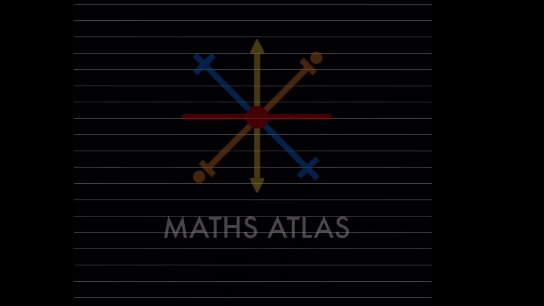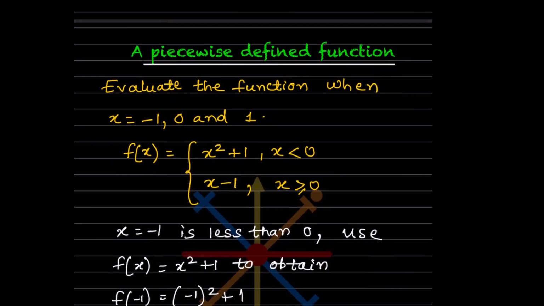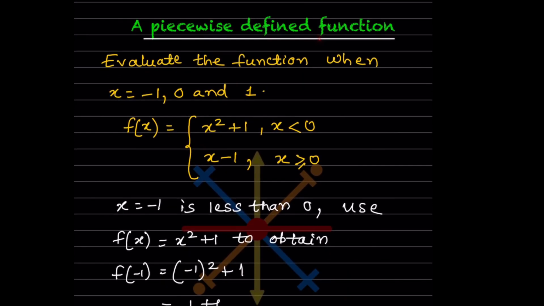So now let us see a piecewise defined function. Many of them have a confusion here about how to find it. Evaluate the function when x is -1, 0, and 1, so at these 3 values. Now f of x is given: x square plus 1 when x is less than 0, and x minus 1 when x is greater than or equal to 0.